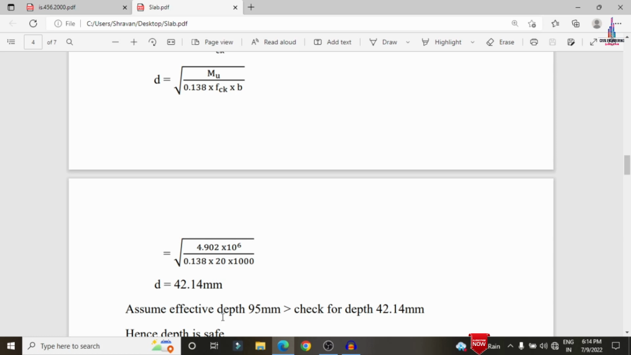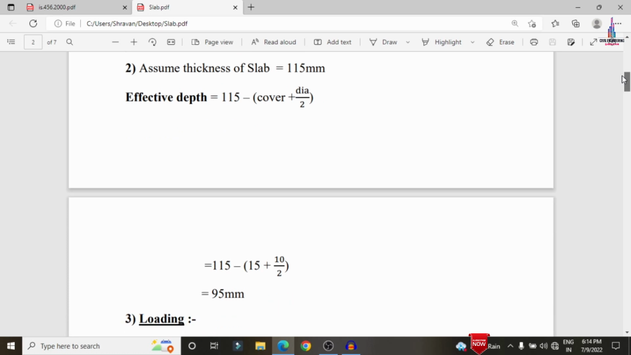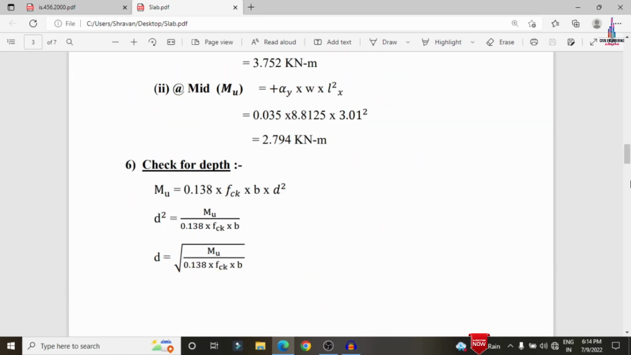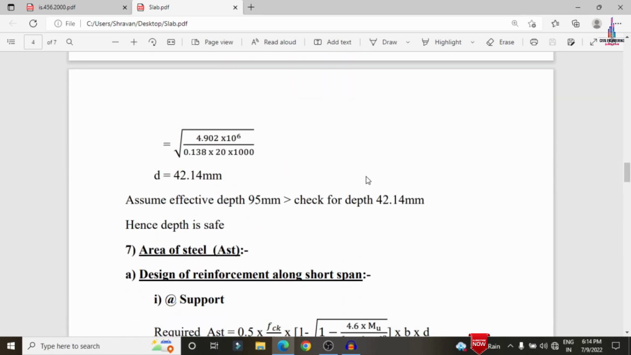Now we assume the effective depth to be 95 mm. So in step number 2, we calculated the effective depth, which is 95 mm, the assumed effective depth. From the depth check, it is coming out greater than 42.14 mm. Any value greater than 42.14 mm is sufficient for this particular slab. Here we are taking the effective depth as per the second step, 95 mm. Hence, it is safe.